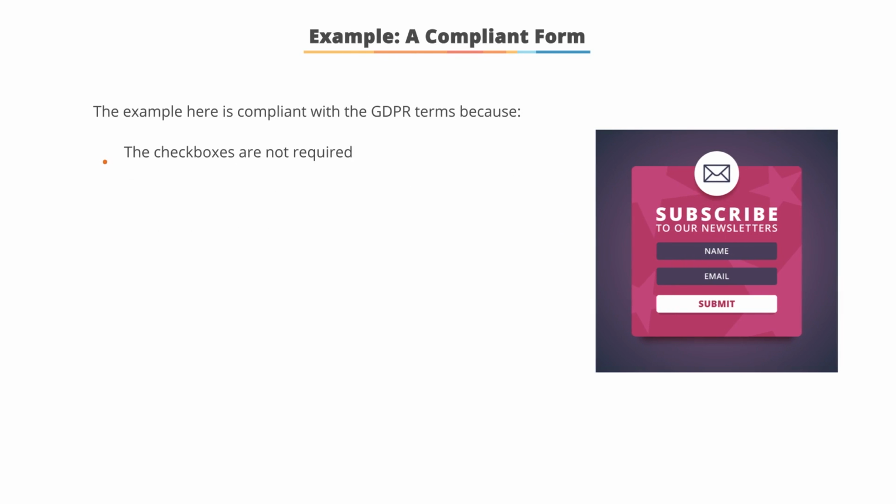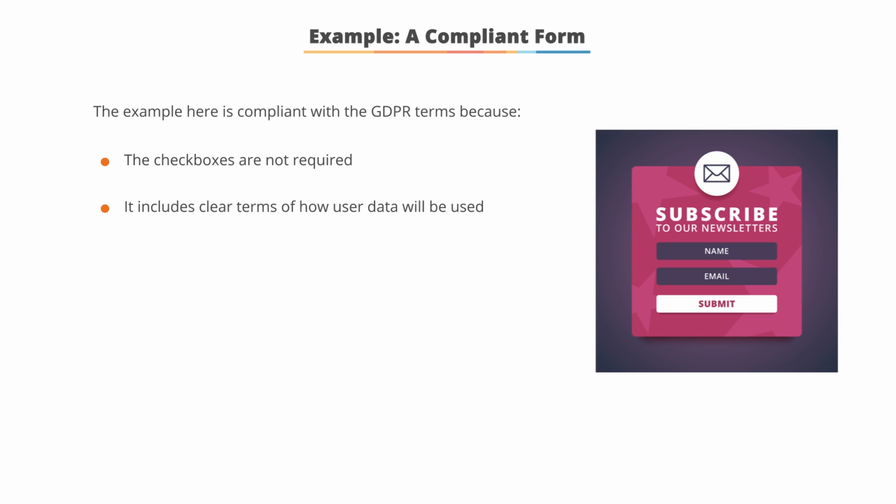In this example, you can see that there are no checkboxes, and that is fine. This, while simple, is an example of express consent. There is a clear statement of what the company will do with the information: Subscribe to our newsletters. And by completing the form, the user will have clearly opted into the agreement.